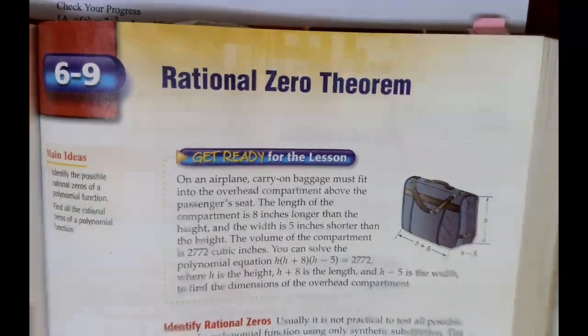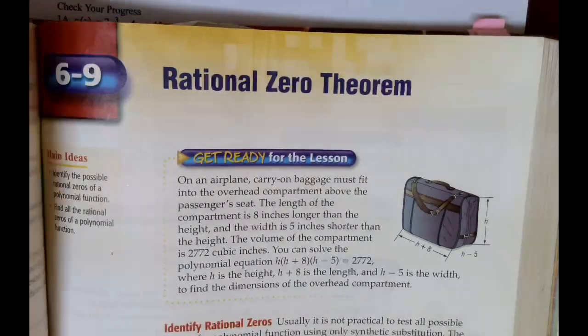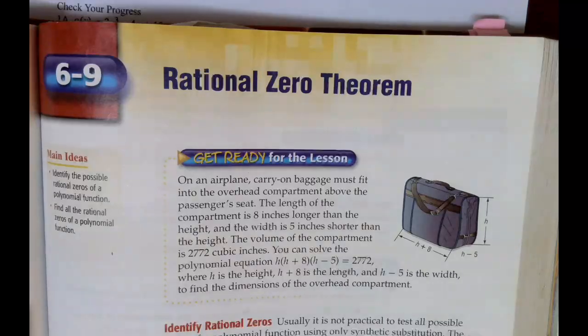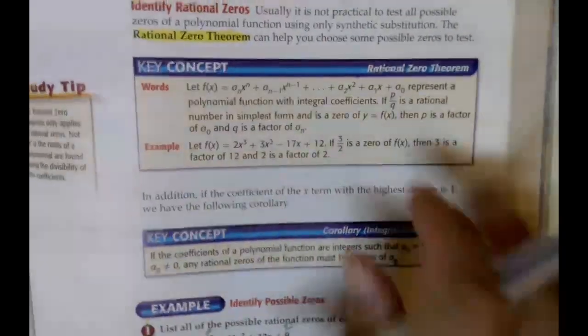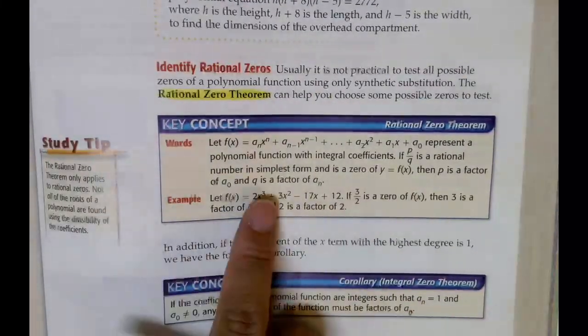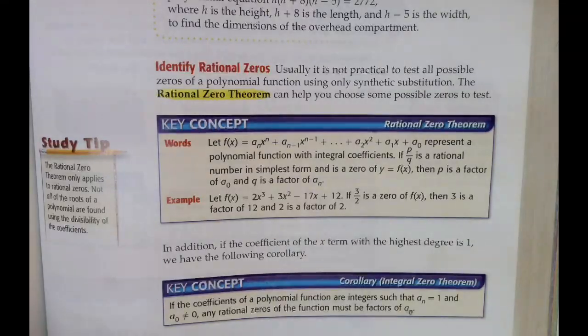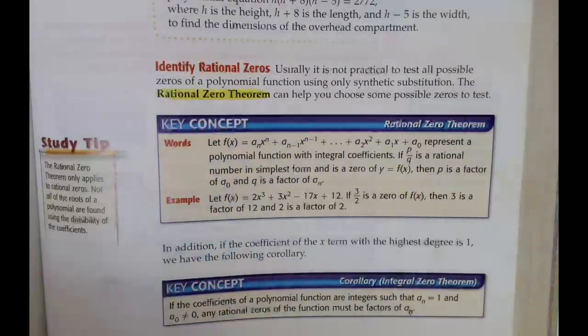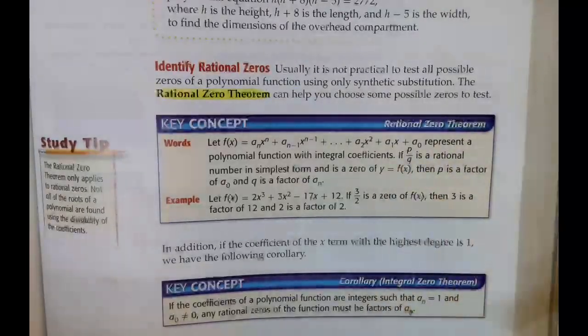Hi guys, so today we're going to be doing the rational zero theorem. What this theorem is going to do is help you more easily guess which numbers to test when finding the factors of a polynomial as well as their zeros and things like that. As I said, the rational zero theorem can help you choose some possible zeros to test. Basically, it's dependent on the two coefficients. It's based off of your leading coefficient as well as your constant.